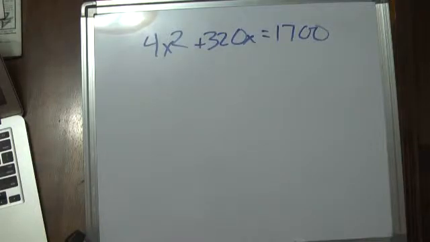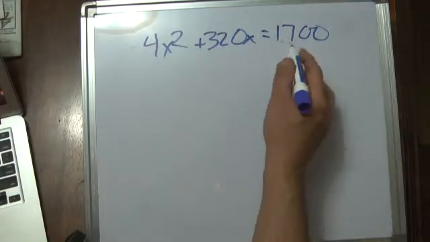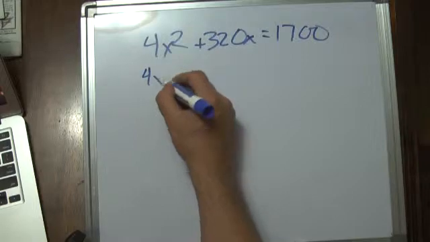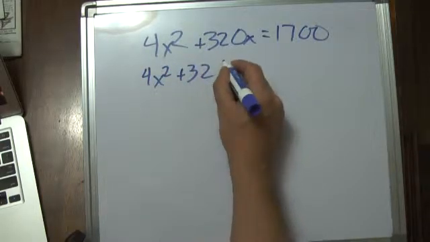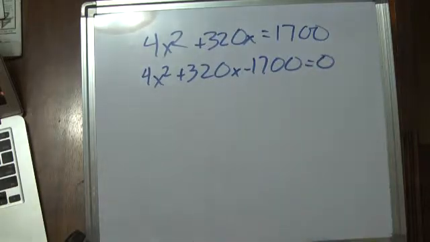Now, you can solve this using quadratic formula. I strongly suggest you don't. It's going to get you some pretty big numbers. This question is factorable, so this is a good time to review our factoring. If we're factoring it, we got to have 0 on one side of the equation, so move this 1,700 over. So 4x squared plus 320x minus 1,700 equals 0.